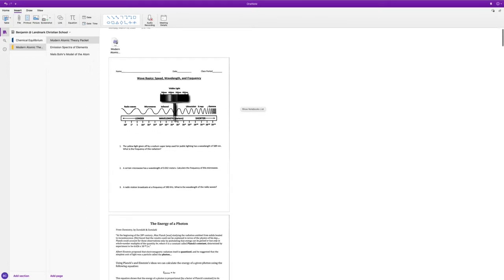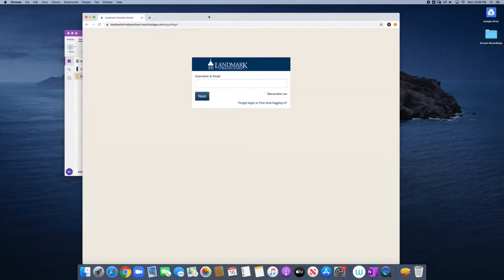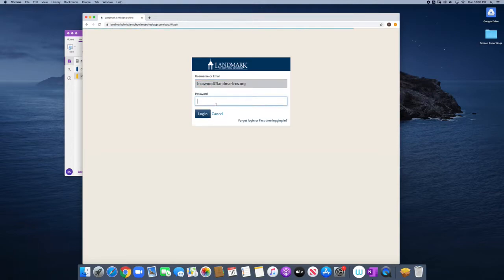If you can find your packet that I've posted online, that would be fantastic, just to be clear where that's posted. If you log on to Portal, and let's see if I can remember my own password. Logging in. I've got the packet posted for you guys here.